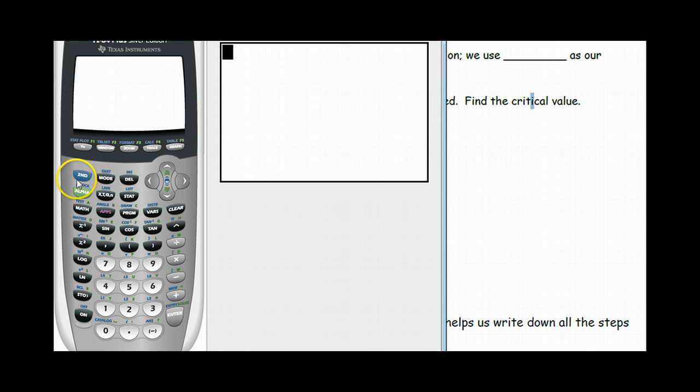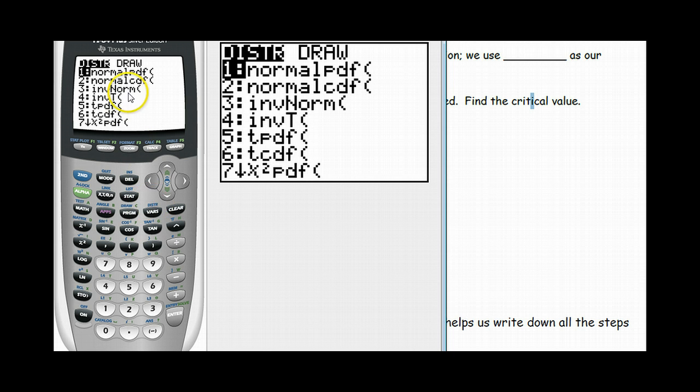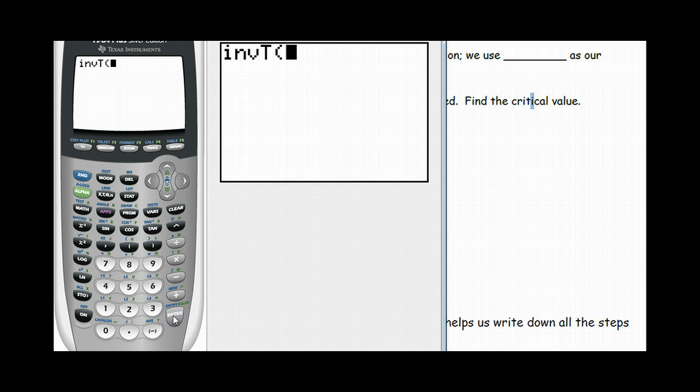All right, so in here I'm going to go to second vars to the distribution. Here's inverse norm. This is what we would be using if we were doing a z distribution or the normal distribution, but we're not. And so we have inverse t down here. I'm going to hit enter. And I'm going to say area to the left.